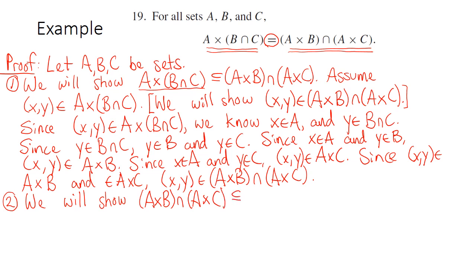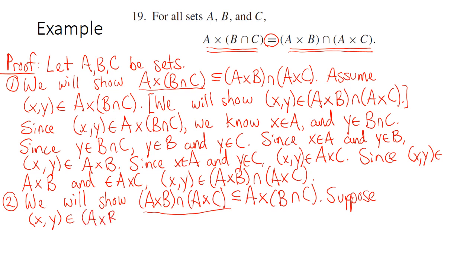So we need to show that A cross B intersect A cross C is a subset of A cross B intersect C. Okay, so how do we do that? We're going to assume or suppose that we have an element that is in the smaller of the two sets, this one. So suppose, and once again I'm going to use an ordered pair. Instead of just x, I'm going to use xy. So suppose xy is in A cross B intersect A cross C.